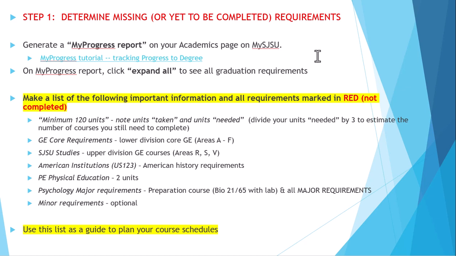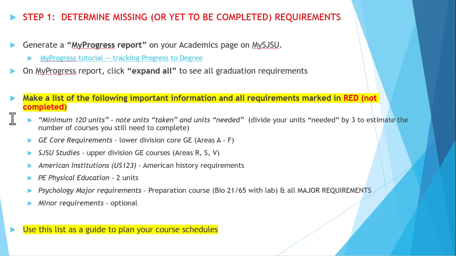Okay. Once you've generated the My Progress report, you want to click on the box that says Expand All. That way you can see all of the specific graduation requirements in your report. Now, the first step after you've generated the My Progress report is to make a list of all of the important information and requirements that are marked in red on your My Progress report. The requirements that are marked in red indicate that you still have not completed those requirements.